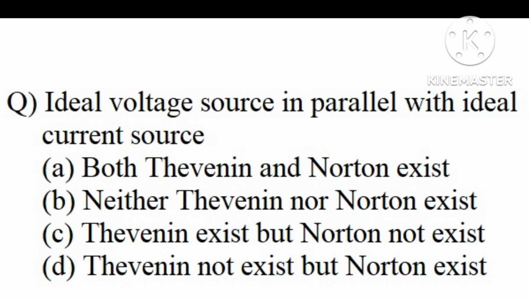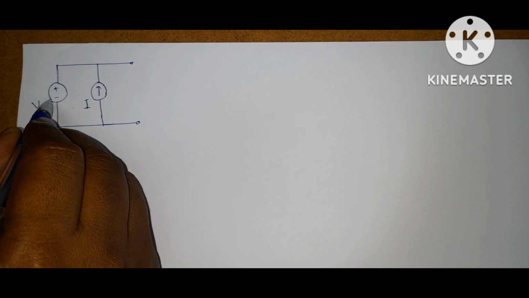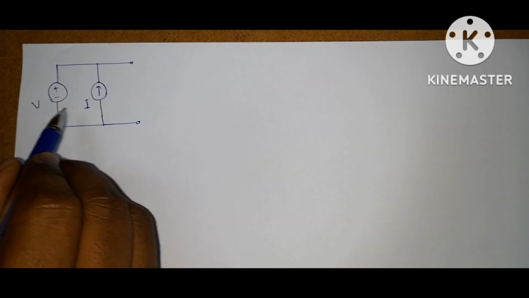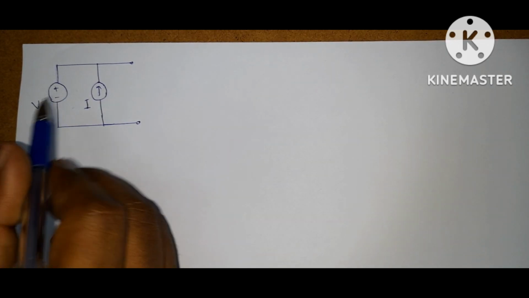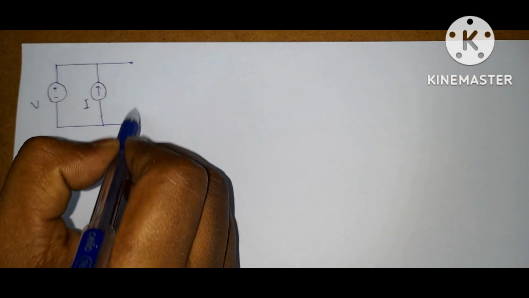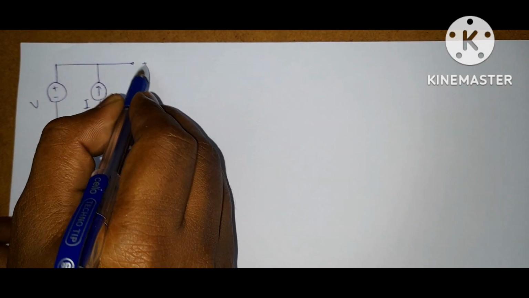Option C, Thevenin exists but Norton does not exist. Option D, Thevenin does not exist but Norton exists. In the given question, an ideal voltage source is connected in parallel with an ideal current source. If you observe here, this is open circuit. So what is the open circuit voltage?